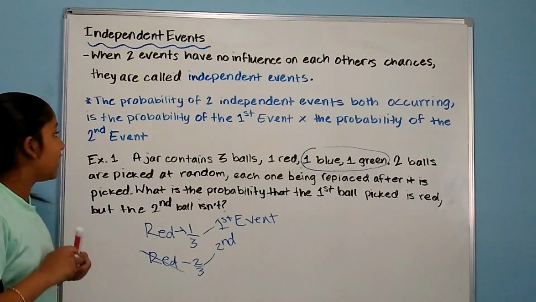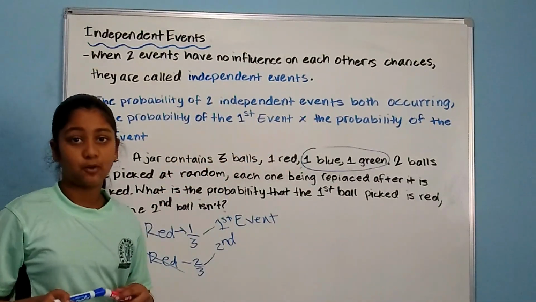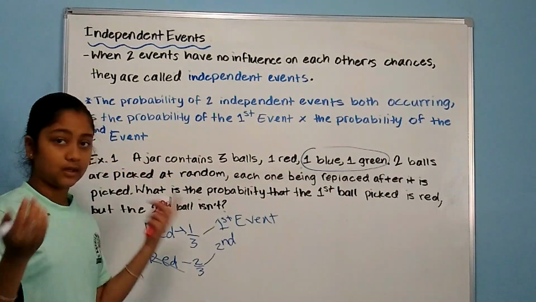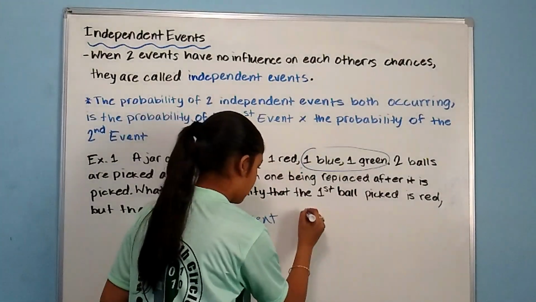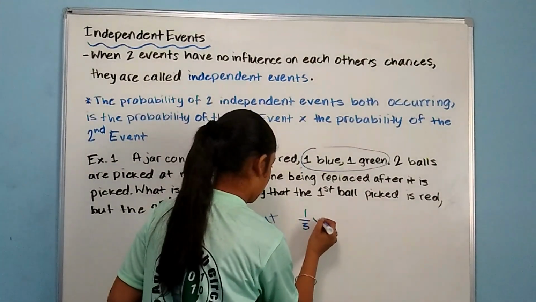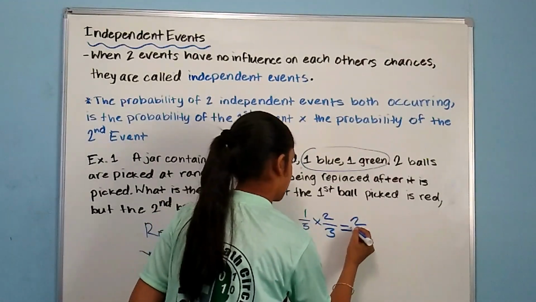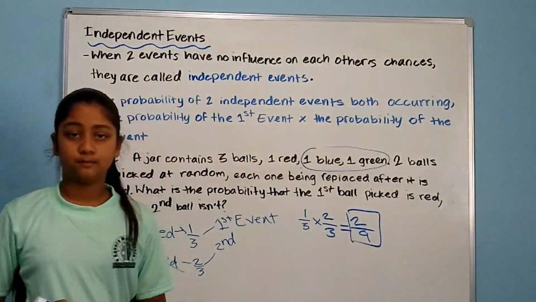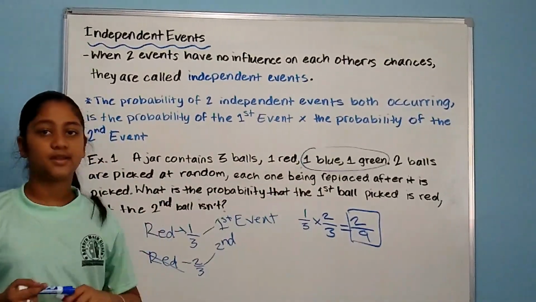And we know that to find the probability of 2 independent events both occurring, we have to multiply the probability of the second event by the first event. So that being said, let's first multiply 1/3 by 2/3. 1 times 2 is 2, and 3 times 3 is 9. Therefore, the probability of getting 1 red and 1 not red is 2 out of 9.